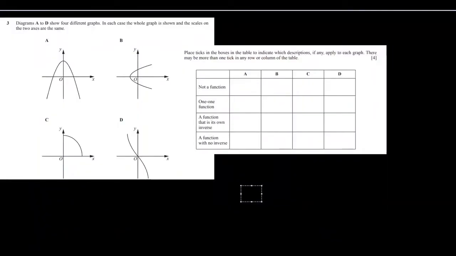In question 3, they have given 4 diagrams, and they are asking us to fill up this table on the right based on the properties of those diagrams. So first of all, we have to select which are not a function. For not being a function, what do we use? We use something called a vertical line test. So this is a vertical line. If we draw a vertical line anywhere on the graph, it must cross the graph only at one point. Actually, it is crossing this particular graph at only one point.